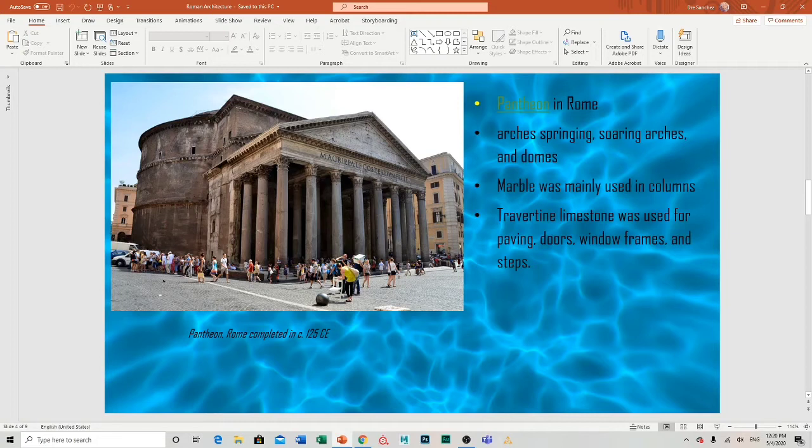Now, the main material used for these columns was the Luna marble, and this was used for columns and Roman architecture for the most part. But besides marble, travertine limestone was used for paving, doors, window frames, and steps.